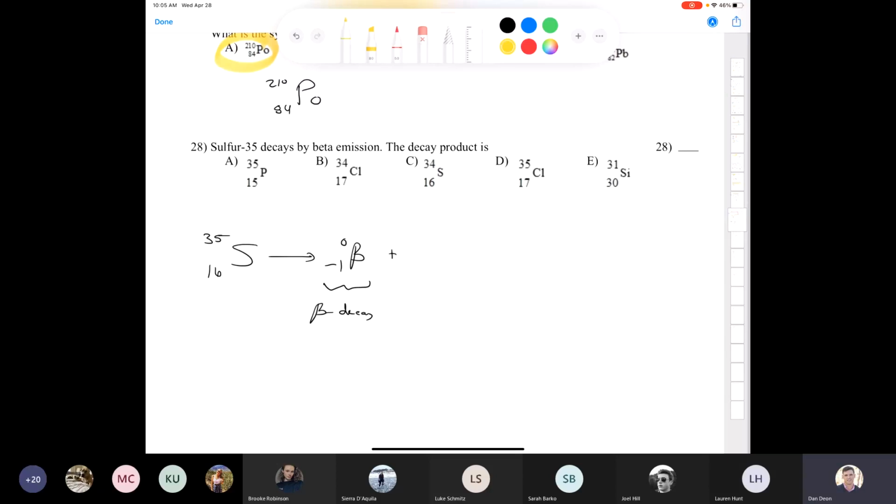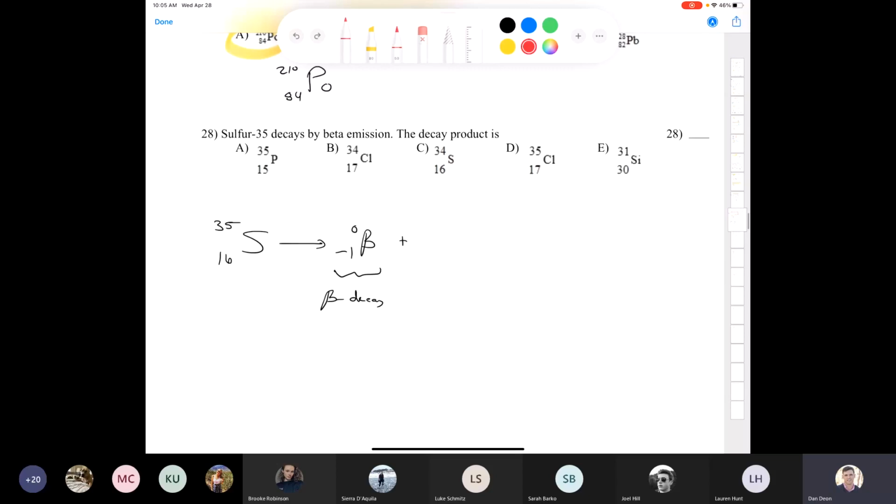If I have a total of 35 for my mass number, and I have 0 as the mass of my beta particle, that tells me that my product is going to have a mass number of 35. For my atomic number, here I have 16, and over here I have -1. -1 plus what gives me 16? The answer is 17. I go over to my periodic table. Element number 17 is chlorine. And so the answer is chlorine 35. There we go. D.